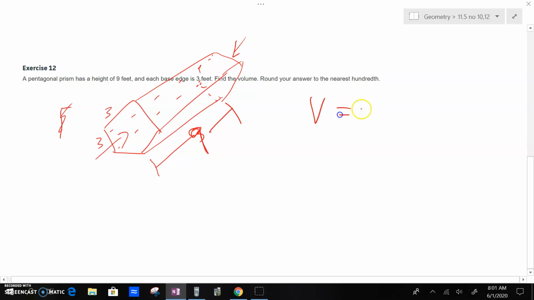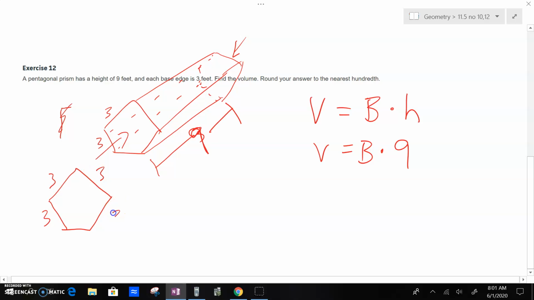And again, thinking through our volume equation, volume is always base times height. Well, I've got area of the base times the height. I've got the height, that's 9. I need to come up with the area of the base. So basically what this question is asking is find the area of a pentagon that has base of 3.